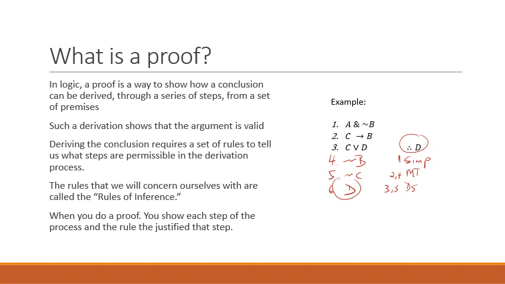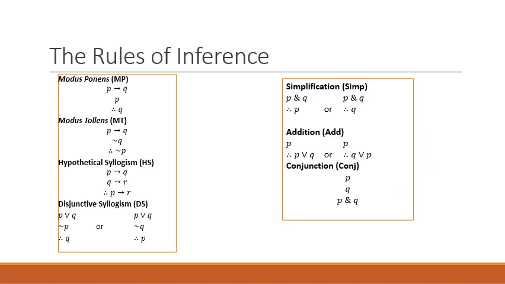We're going to talk through the rules here, and then we'll do some more examples. Okay, so what we're going to do here is talk about the rules of inference, and there are going to be 7 of them that we're going to deal with. You could have more, you could have fewer, but we're going to do 7.